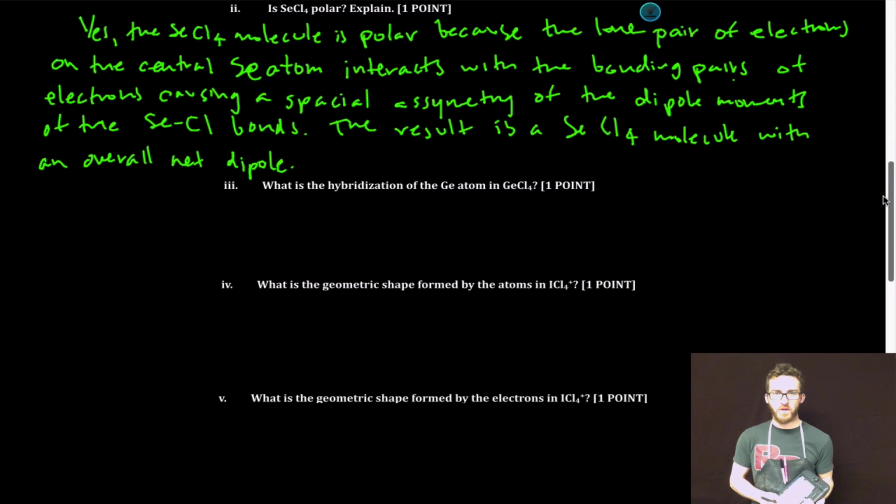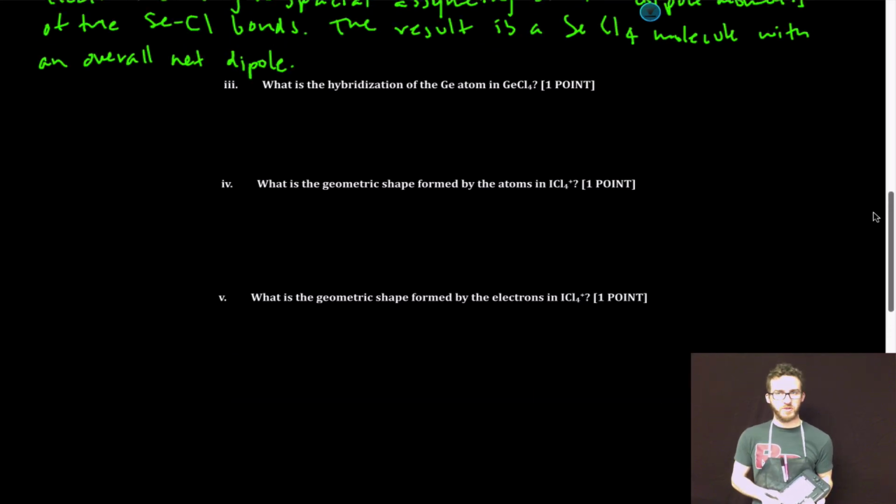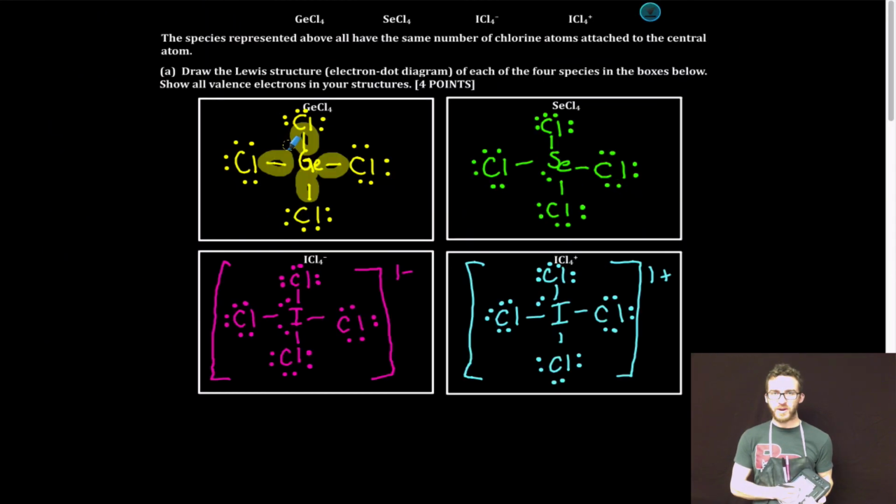So, moving right along. Subpart III. What is the hybridization of the Ge atom in GeCl4? Let's go up to our Lewis structure. Once again, you want to count up the total number of regions of electron density, or electron domains, about the central atom. We have 4 of them. And then just think about the different hybridizations. We have sp hybridization, sp2 hybridization, and sp3 hybridization.